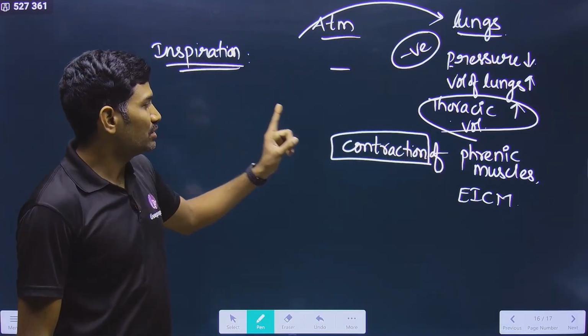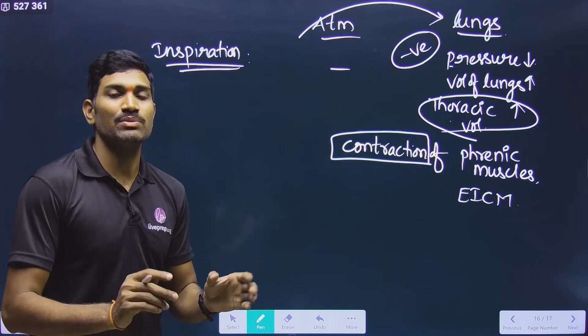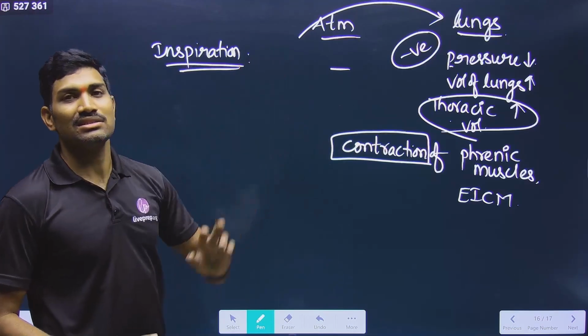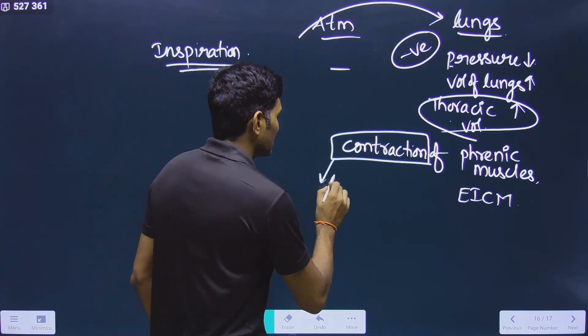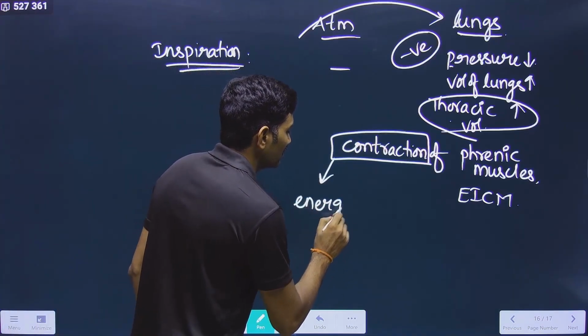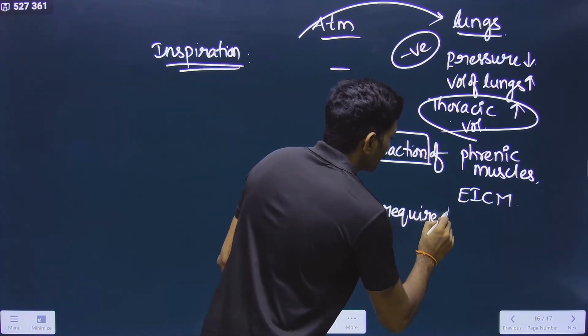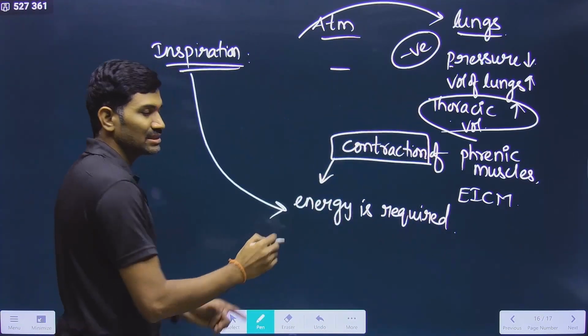Only during inspiration. During inspiration, there is contraction of muscles. During expiration, it is relaxation. For relaxation, energy is not required. For contraction, energy is required. So for inspiration, energy is required.